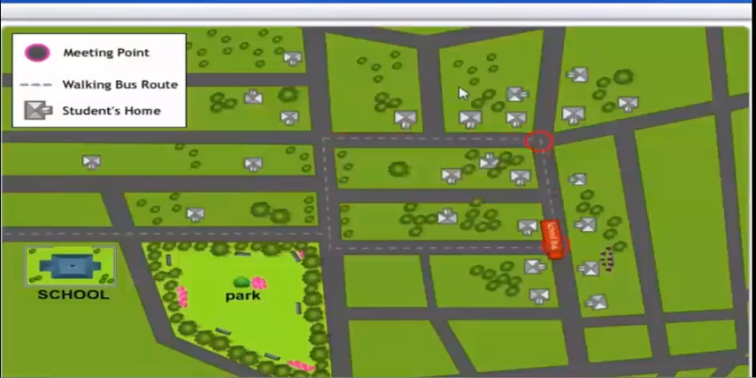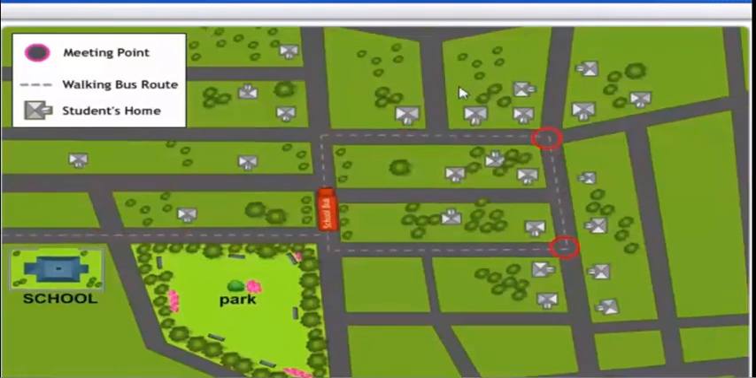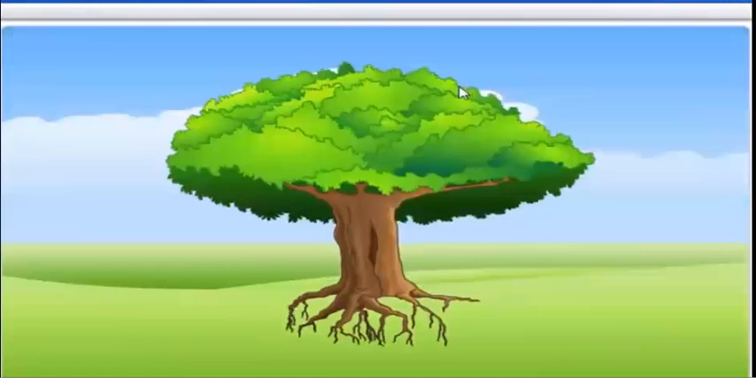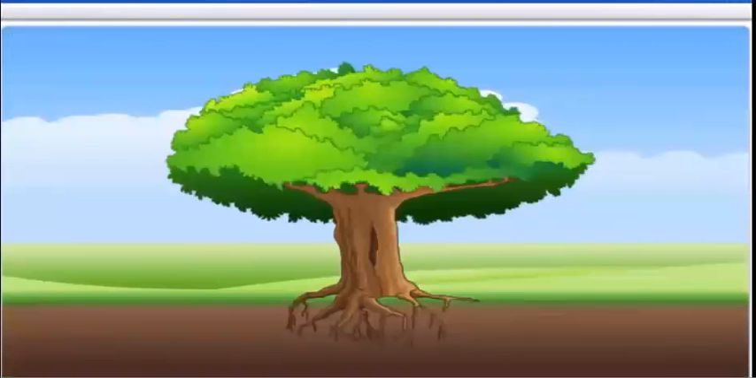Children from the neighborhood avail this type of transport every day. In the evening again, the bus drops the children at their homes. The bus is the school's lifeline and the preferred transport of all children. In the same way, plants also have specific tissues which act as lifelines. These tissues transport nutrients to different parts of the plant.